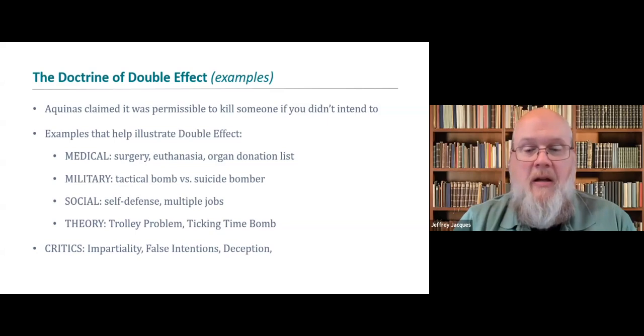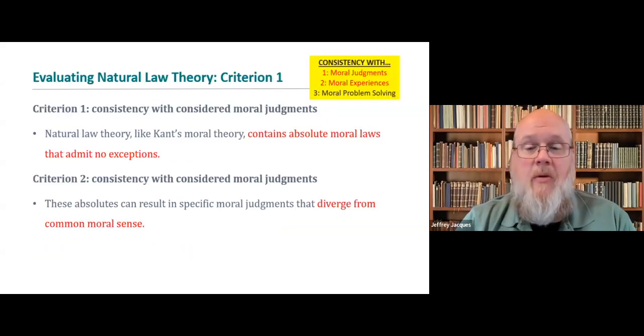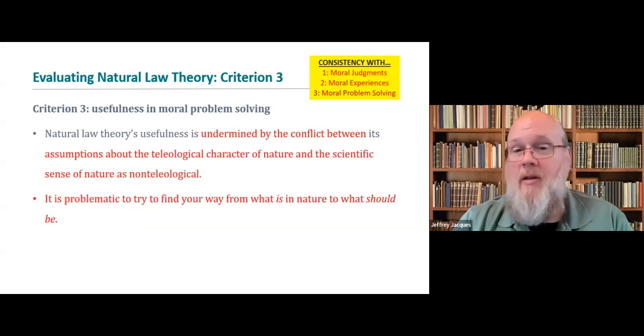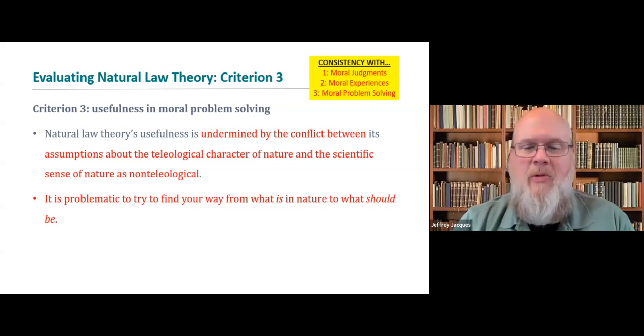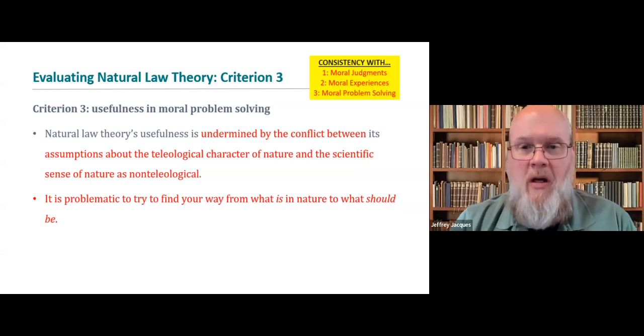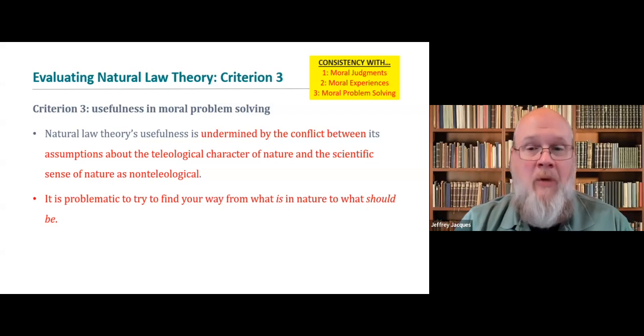So the critics of the doctrine of double effect say that it's not necessarily impartial. It's got false intentions behind it, and there's a lot of deception involved with it. So if it's part of our natural law theory, it doesn't really fit the idea of our considered moral judgments or our considered moral experiences. And again, it doesn't help us in problem solving. It might be a little more helpful, but still there are a lot of problematic issues with trying to find our way from the is-ought issue. It's from what nature is to what we should do based on what nature is. There's got to be a dividing line here, also known as the Humean guillotine, the Humean knife. We have to cut the difference between what actually is and what ought to be done.